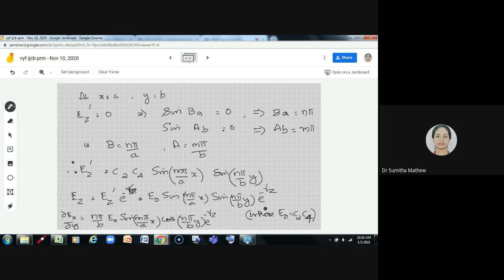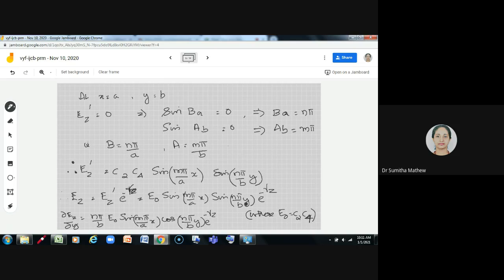Okay. So if you want, you can find out dou Ez by dou y and dou Ez by dou x from this expression. You have the expression for Ez. So for example, I have done dou Ez by dou y, that is partially differentiating the Ez expression with respect to y. What do we get? E naught into sin m pi by a x. It does not depend on y.